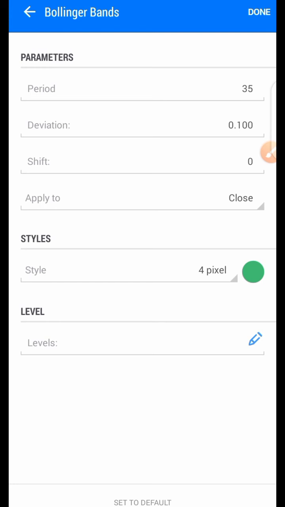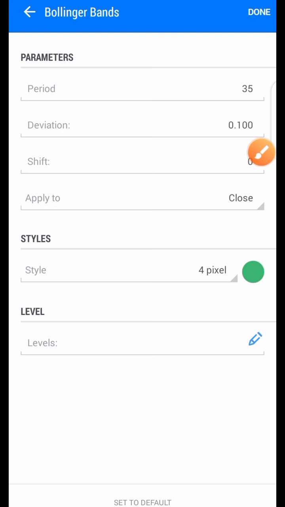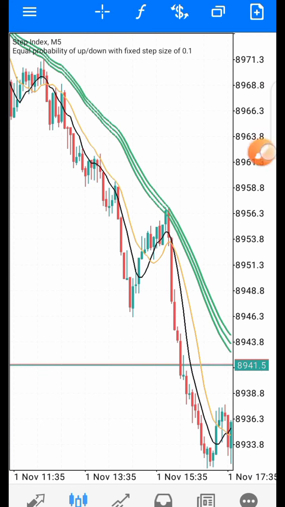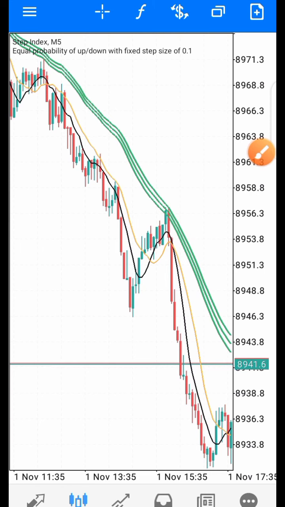So 35 divided by 3 is 11.6, approximately 12. So this is the first moving average we add, which is period 12, shift 0, method simple, applies to close, style 2p sell, then click on done. That is, let's say, green or yellow, I don't know, I'm not good at color, so it should be one of those two.